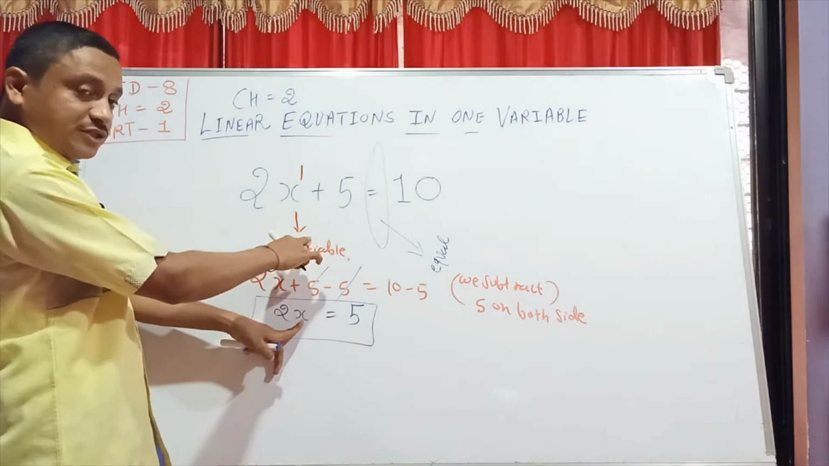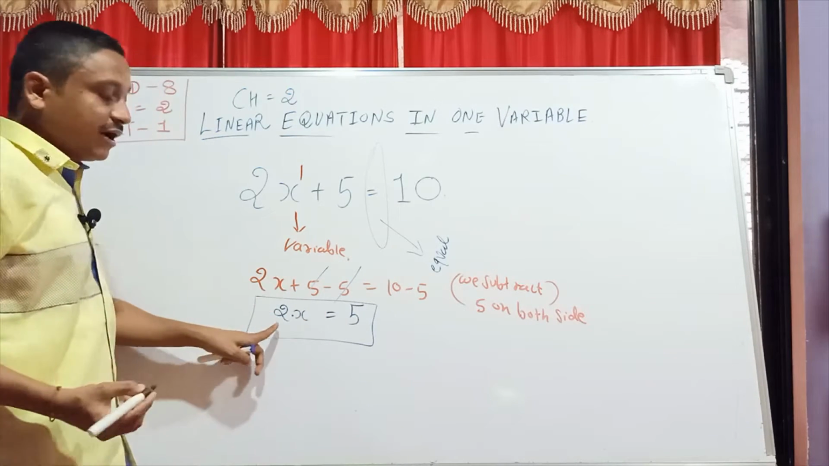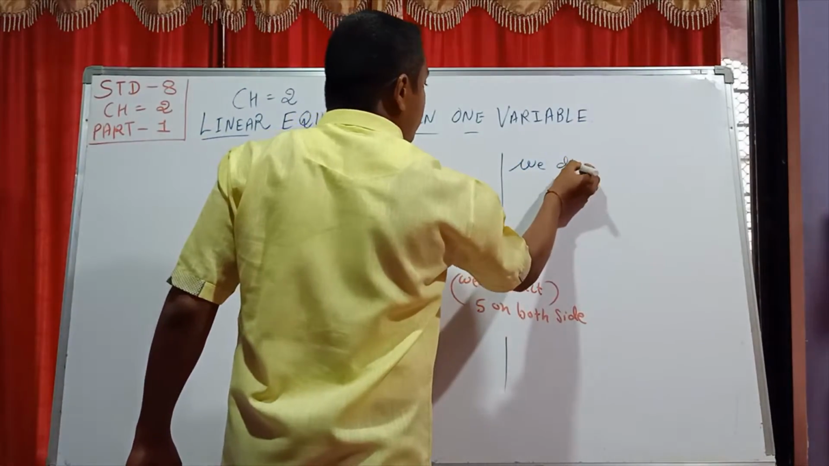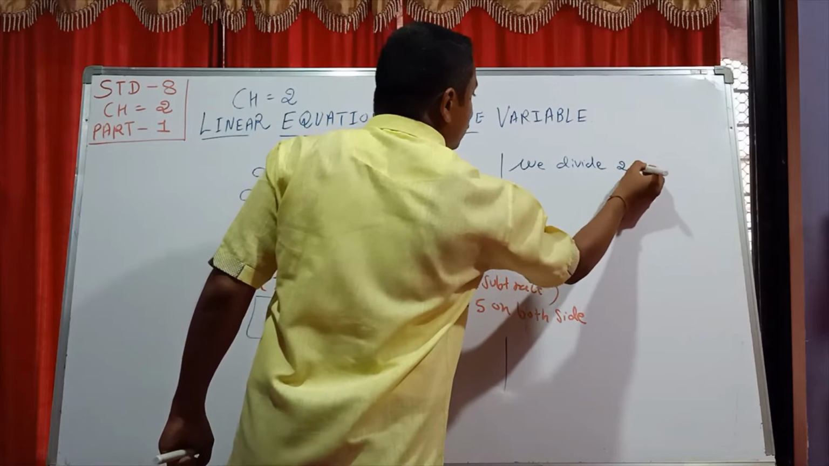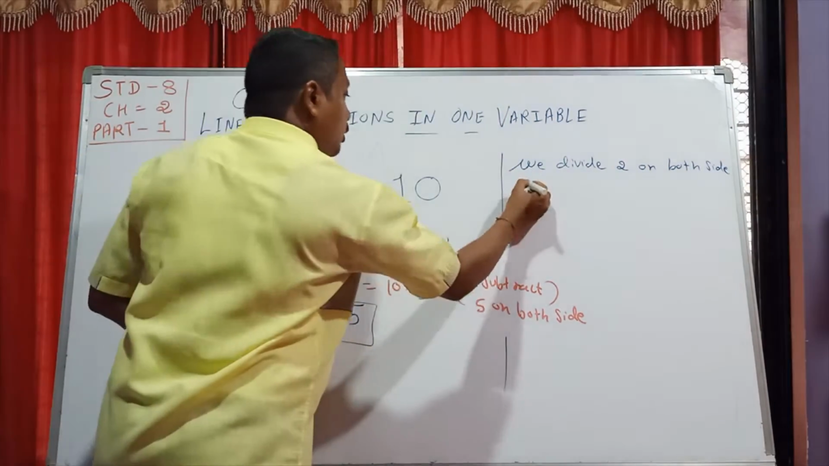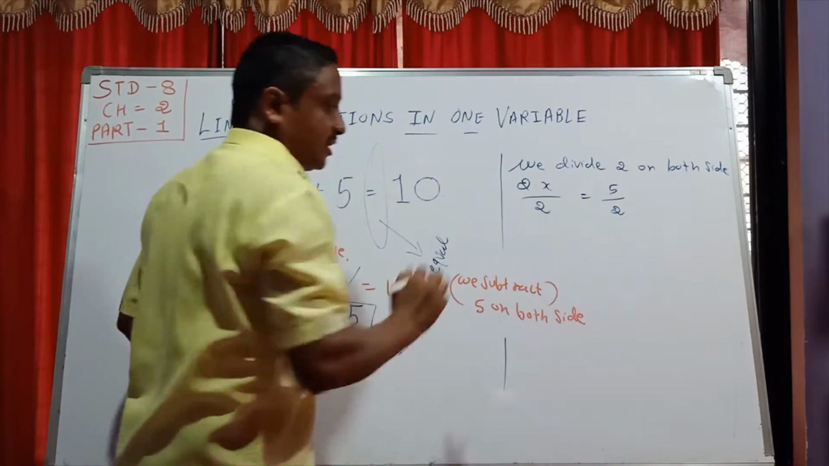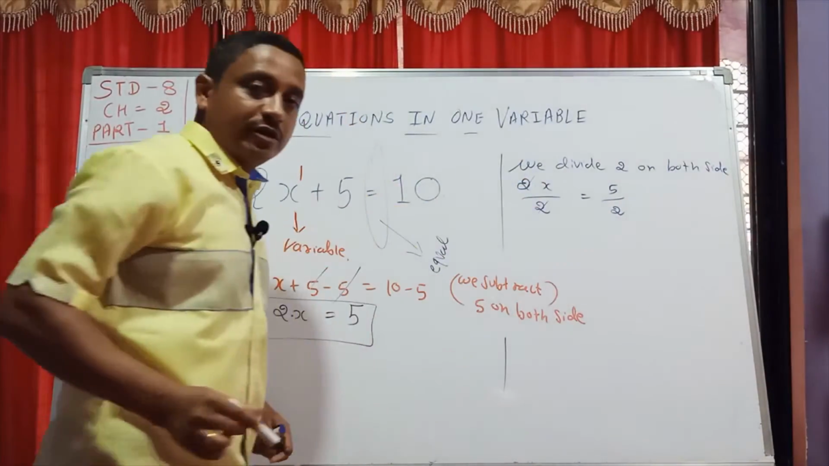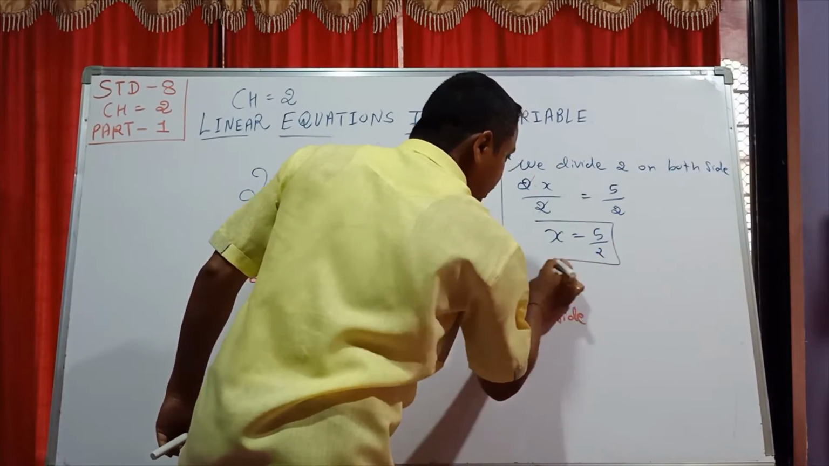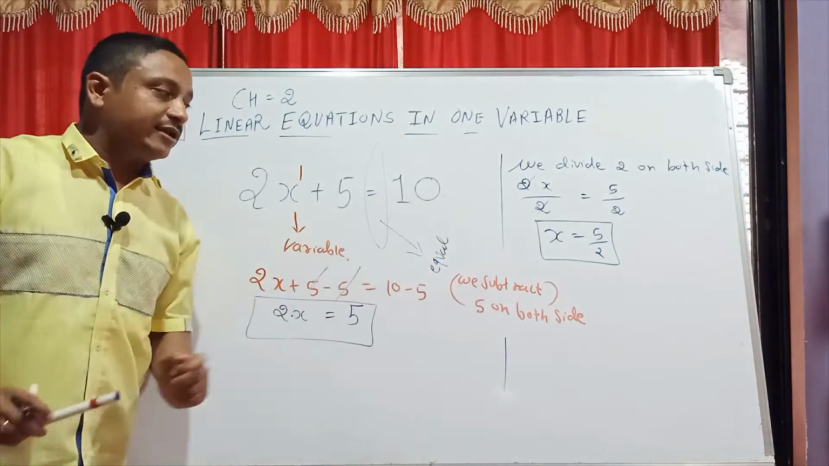This x is called the variable, students, and for that variable we divide by 2 on both sides. That means 2 into x by 2, and on that side 5 divided by 2. Yes students, this 2 and this 2 are easily gone. You only get x is equal to 5 by 2. This 5 by 2 is the solution for this example, 2x plus 5 is equal to 10.